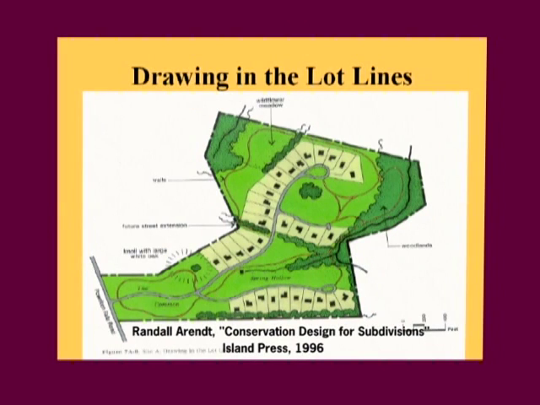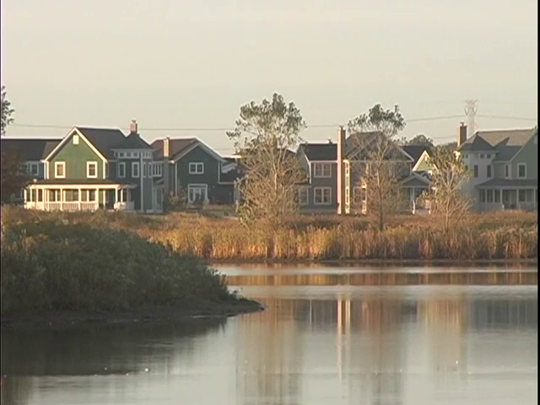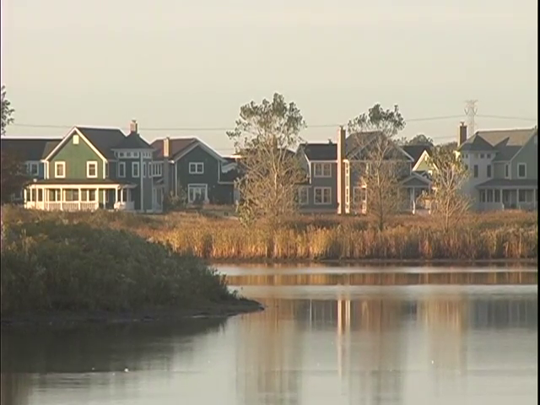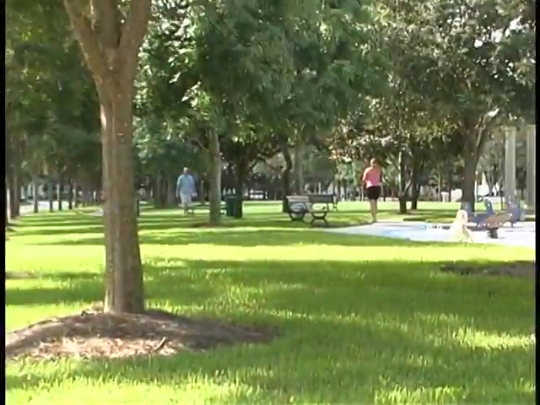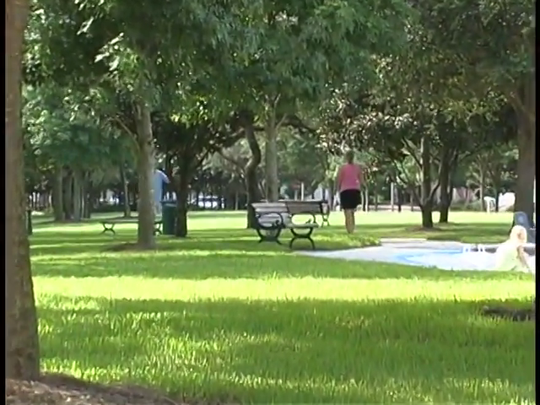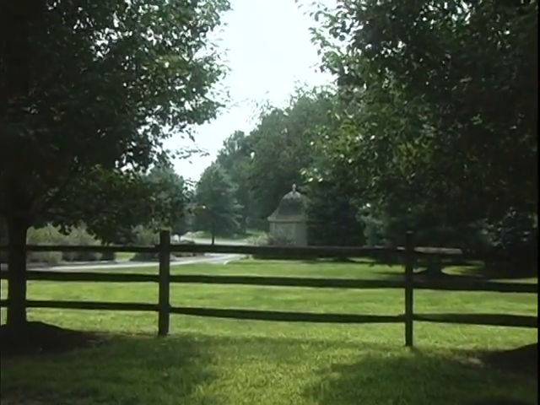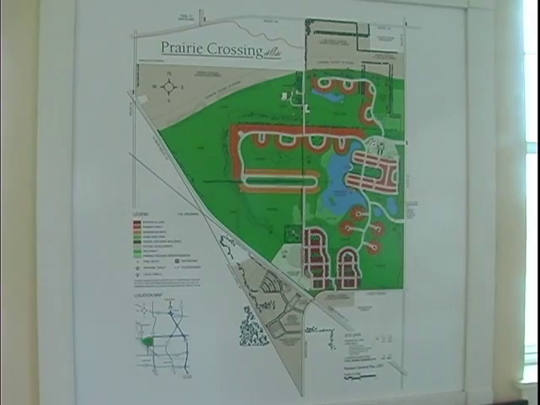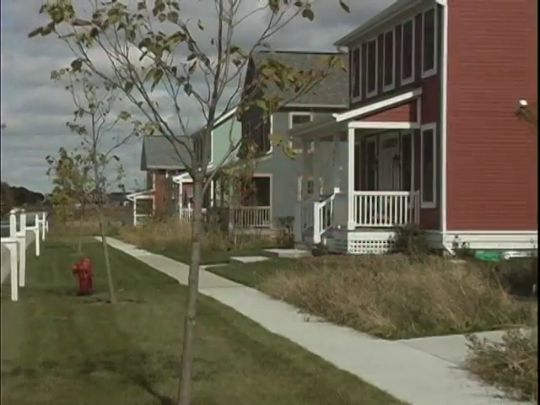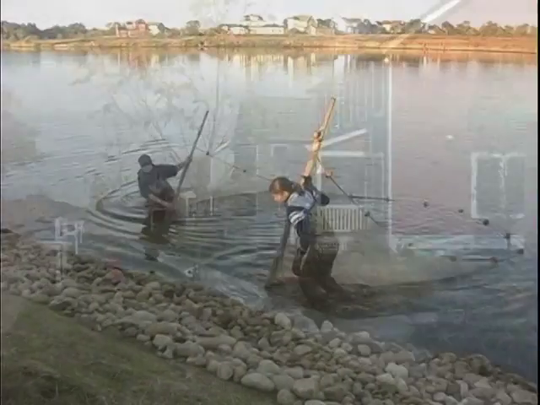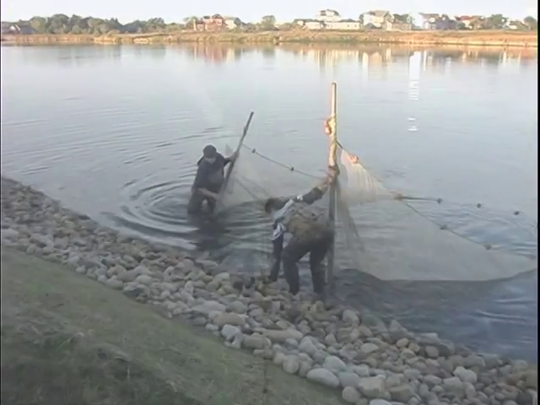And the fourth step in the four-step design process is to draw in the lot lines. By proceeding in that manner, we will start with the things that are most important about the property, which add value to the real estate, add quality of life to the residents' existences, and add beauty to the community. These are essentially the steps taken in the design of Prairie Crossing, a neo-traditional development with a strong conservation component.